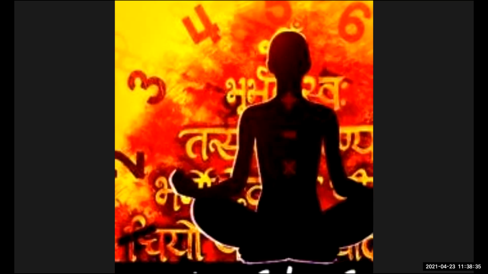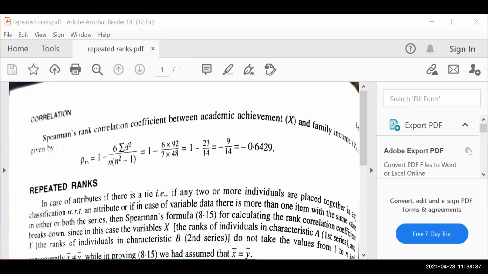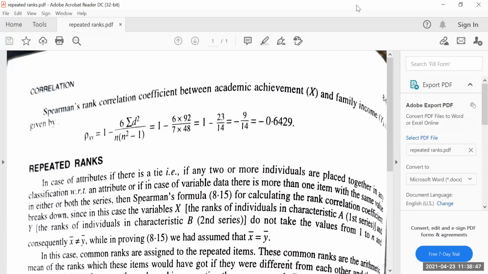So today we will do another type of rank named repeated ranks. So what are repeated ranks?